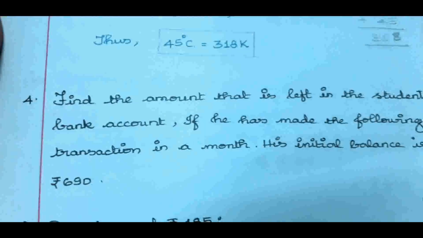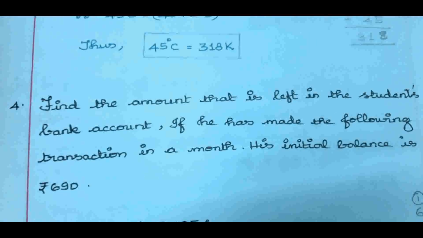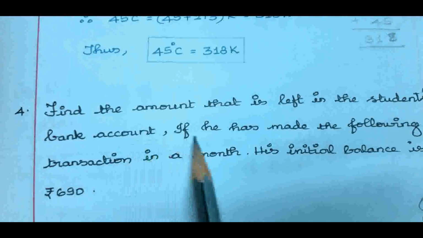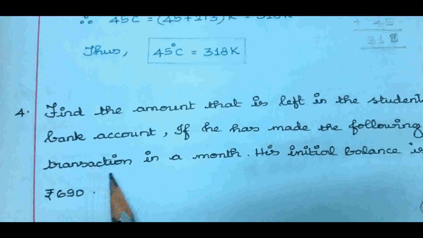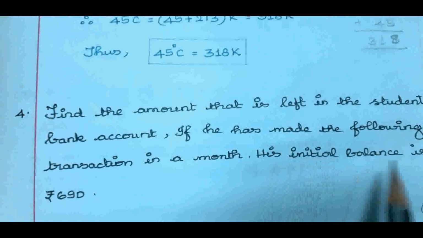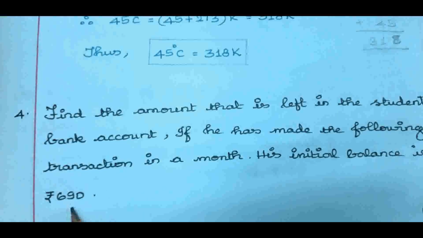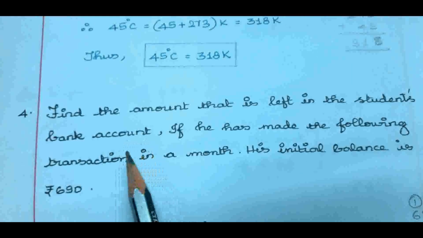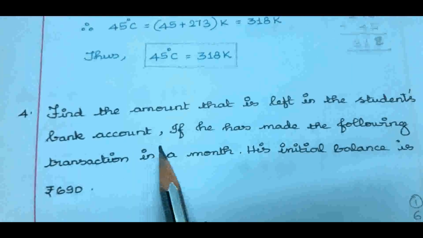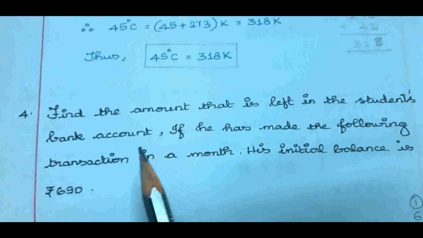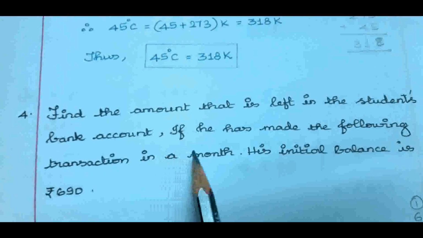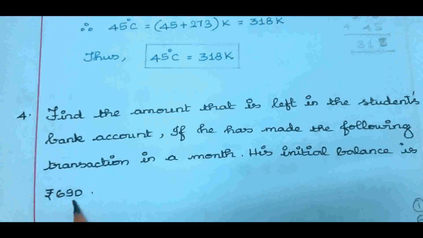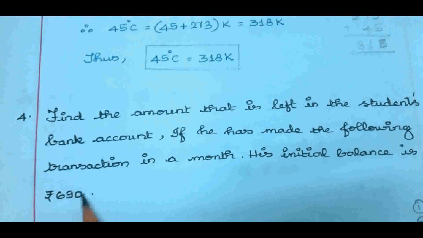Fourth question is here. It goes this way. Find the amount that is left in the student's bank account if he has made the following transactions in a month. His initial balance is rupees 690. So what they are telling here is that there is a transaction by a student and that student's bank account has to be checked. They are telling that the student's initial balance is 690. Okay, 690.